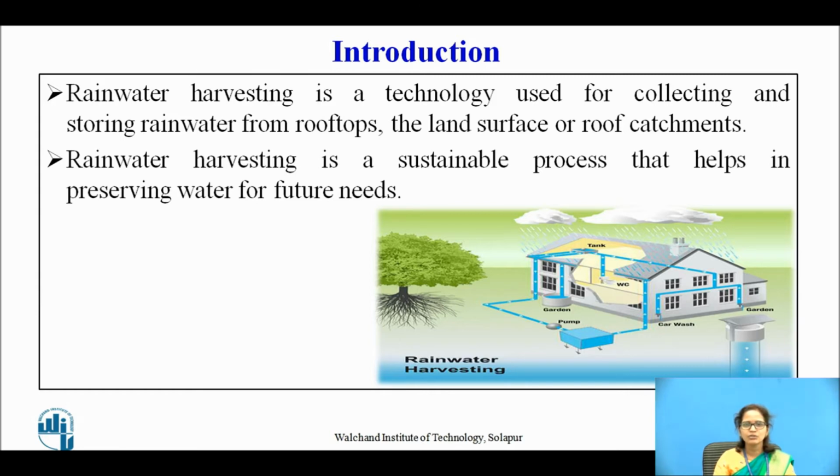So it is a technology used for collecting and storing rainwater from the rooftops, the land surface or the roof catchments. Rainwater harvesting is a sustainable process that helps in preserving water for future needs. In non-rainfall seasons, when a lesser quantity of water is available, you can go for rainwater harvesting, in which you can store water in a large quantity, which can be utilized during the non-rainfall periods.